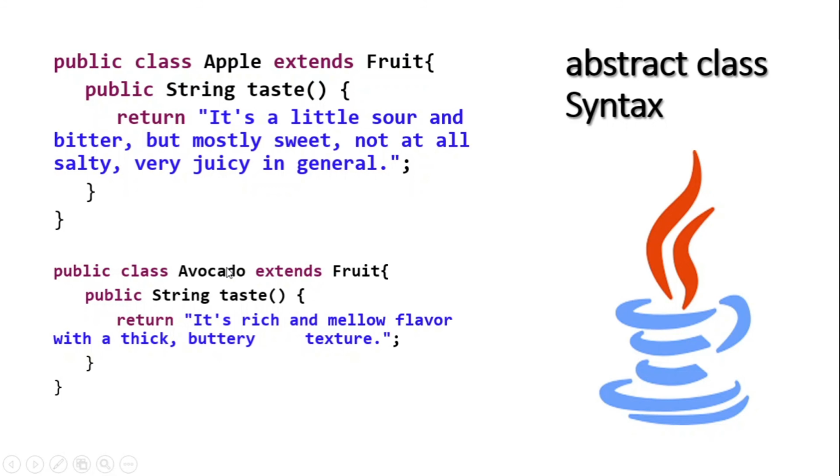So those are the rules that you have to understand. If you have an abstract class and you want to extend this abstract class, then if there are any abstract methods inside that abstract superclass, you must implement them inside your inheriting classes. Remember the rules, you don't have to put the keyword abstract anymore, of course, because otherwise that will convert it to an abstract, and this is not what we want. And it's just going to have the body, and as you can see here, the taste method for apple returns, it's a little sour and bitter, but mostly sweet, not at all salty, very juicy in general. And for the avocado, it's rich and mellow flavor with a thick, buttery texture.